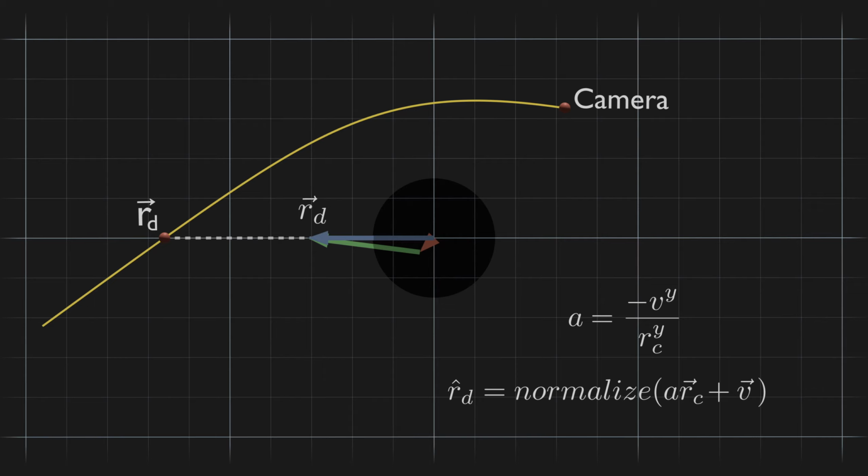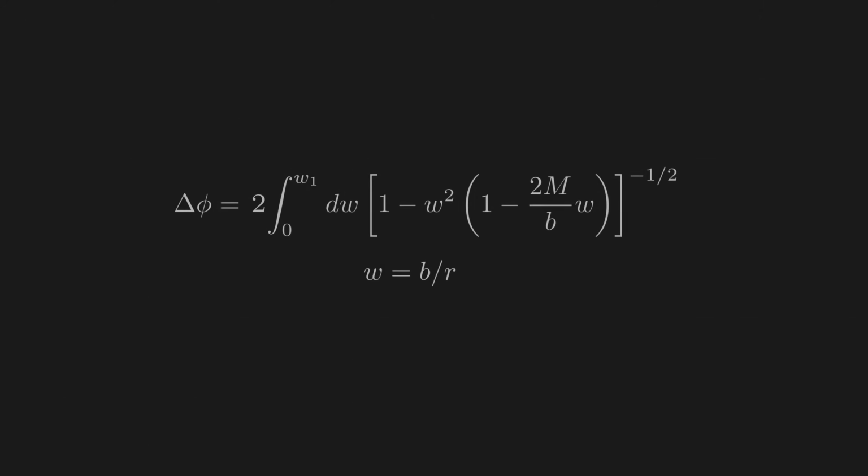Alright, let's do the turning point next, because it's relatively straightforward. Back in my first video, we found this expression for the total angle swept out by a light ray. Since the turning point is a halfway point on the orbit, we can just remove this factor too, and we have an expression for the turning point. Now all we need to do is calculate this integral for different values of b.